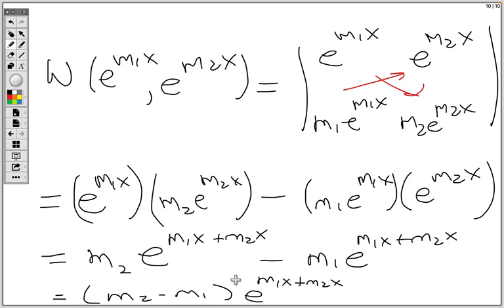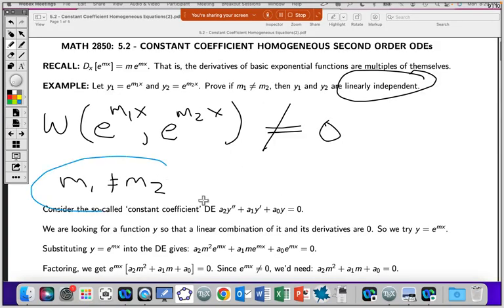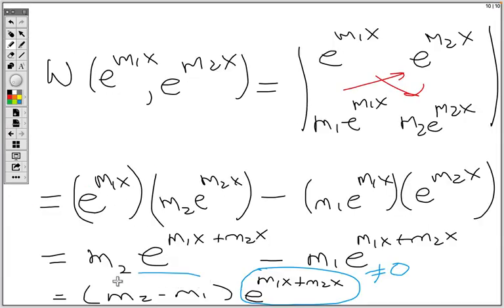And once again, we go back to this property of exponentials. E to any power is positive, so that's certainly not 0. If m1 is not equal to m2, then m2 minus m1 is not 0. And so we can conclude the Wronskian isn't 0, which proves that those two functions are linearly independent. Are there any questions on the Wronskian setup here? Or the conclusion then we can draw from the Wronskian?